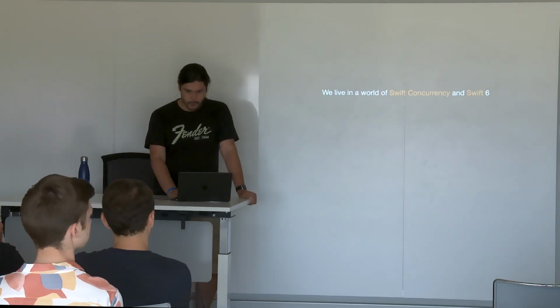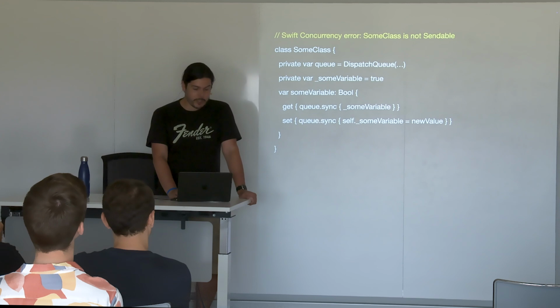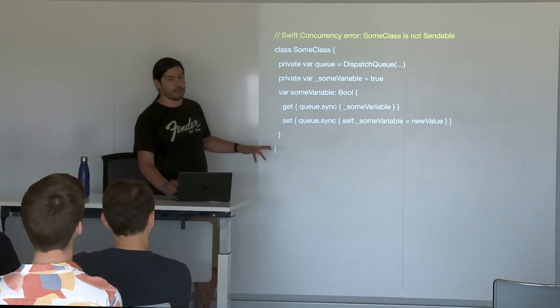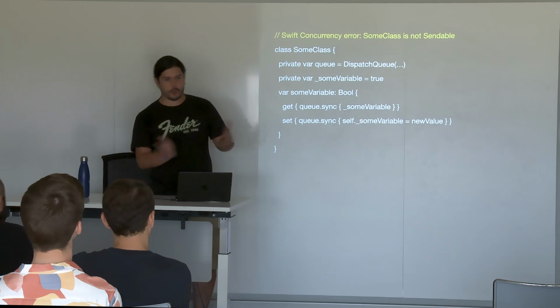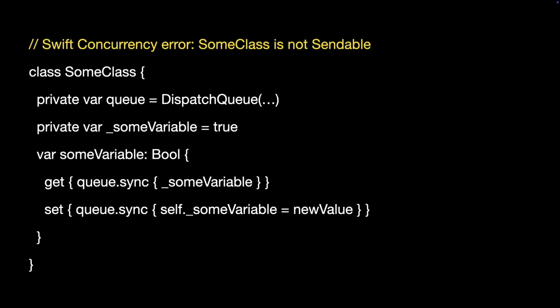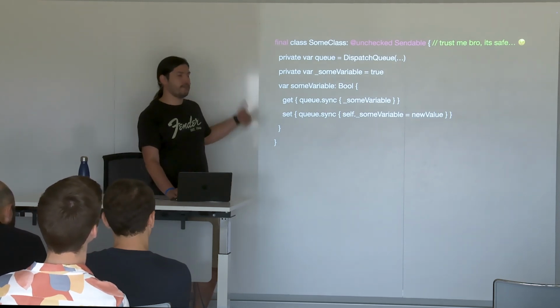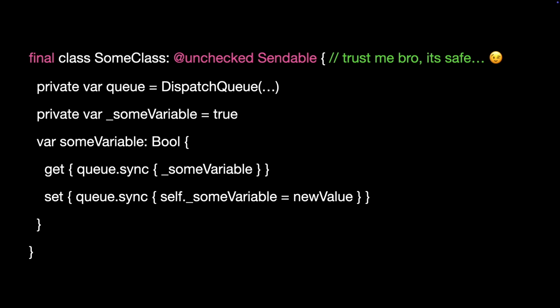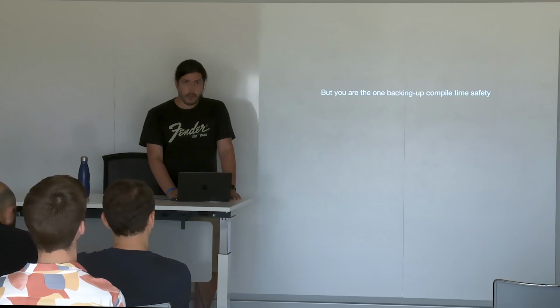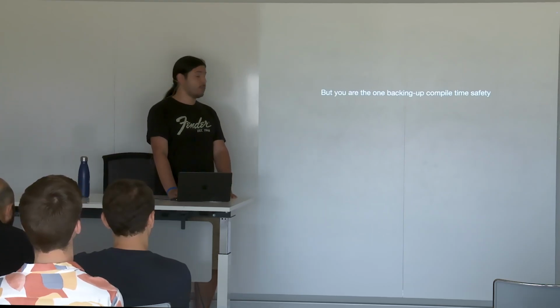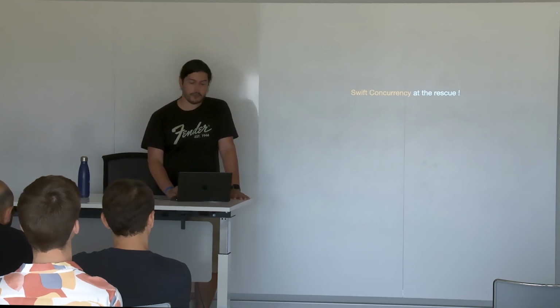The thing is that we live in a world of concurrency, Swift 6. I wanted to know, okay, what do we have today? For example, if you wanted to pass this type along between different async contexts in the scope of Swift concurrency, of course, you will need your type to be Sendable. As you are the one providing the implementation, you probably need to use the unchecked Sendable annotation. But there, while the Swift 6 compiler is happy, you are the one backing up compile time safety. So it means that the code is as safe as your talent, I would say. So, yay, Swift concurrency to the rescue.